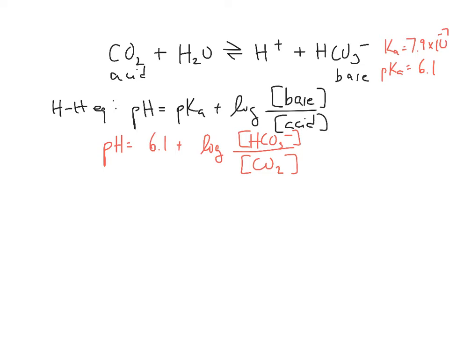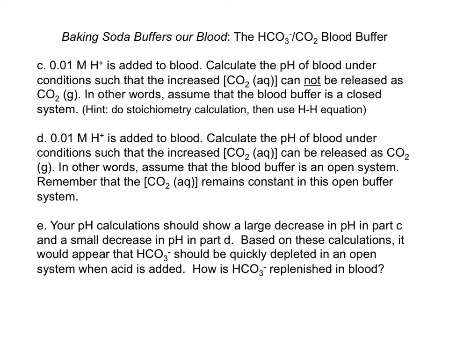So pH is equal to the pKa, which is 6.1, plus the log of the base, which is the HCO3 minus, divided by the acid, the CO2. So under blood conditions, let's plug in our numbers and solve for CO2. So let's see what happens to the blood buffer under acidosis conditions.